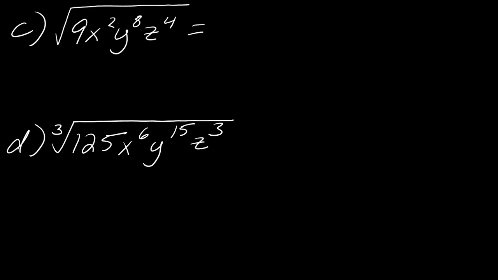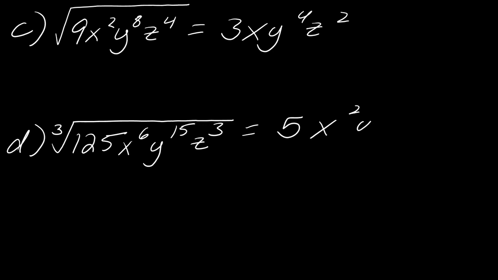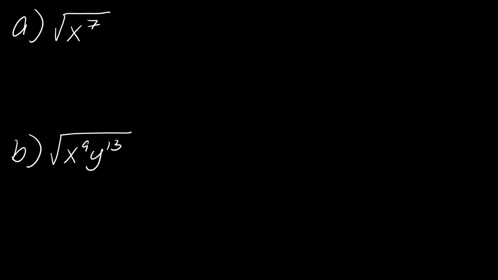Okay, so this is going to equal 3xy to the 4th z squared, and this next one will be 5x squared y to the 5th z. Okay, cool. So now what I want to do is, of course, change it up.